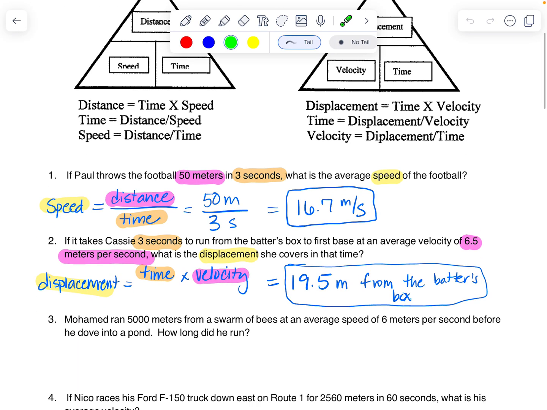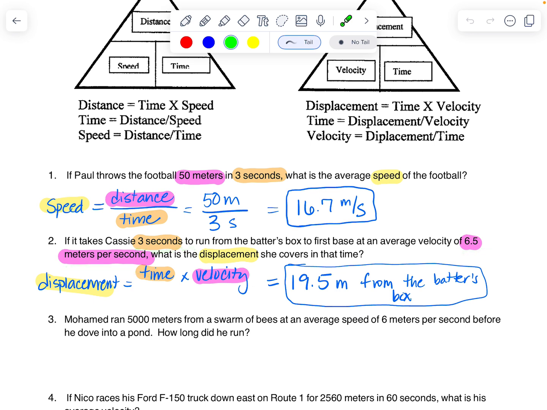The next one, if it takes Cassie 3 seconds to run from the batter's box to first base at an average velocity of 6.5 meters per second, what is the displacement she covers in that time? So they're trying to find displacement. Here's the formula for displacement: time multiplied by velocity. So our time is 3 seconds. Our velocity is 6.5 meters per second.